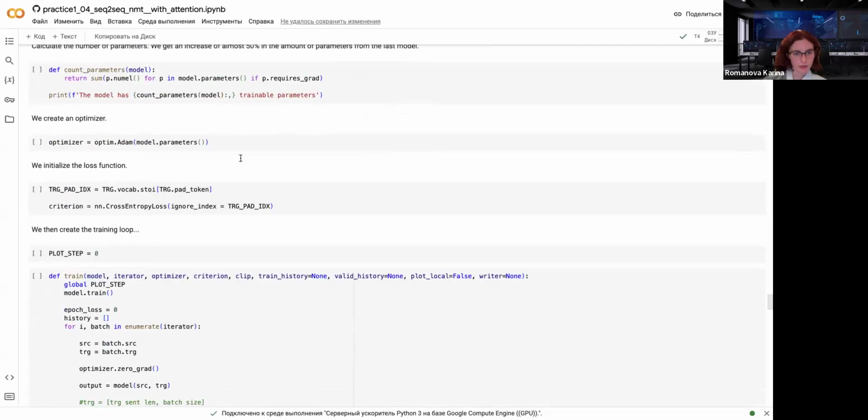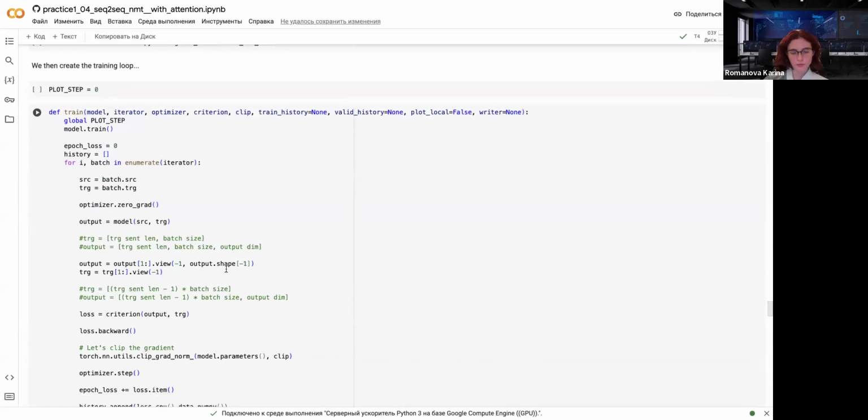Okay, so also here we have the training loop. I think all of us are familiar with the training loop, and we repeat it every lesson. Here we use the Adam optimizer to adjust the model parameters during training. Adam is popular for its adaptive learning rates and efficient convergence.